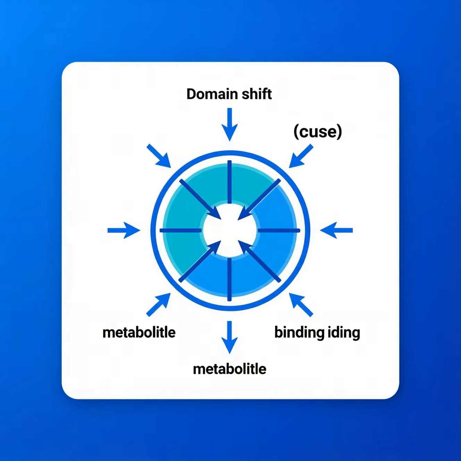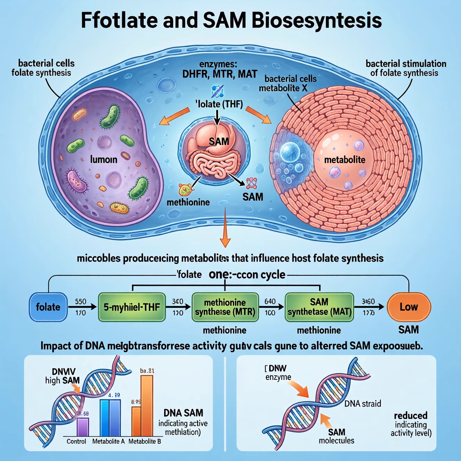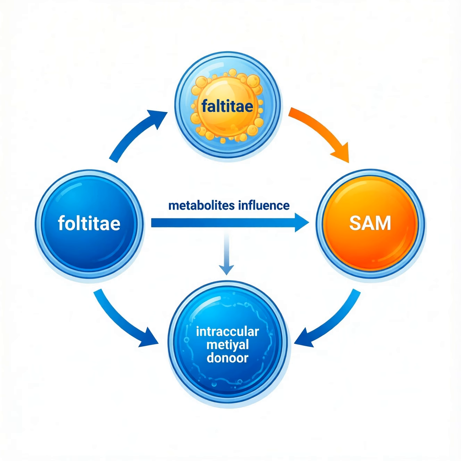Gut microbes produce short-chain fatty acids that can enter host cells. These metabolites activate peroxisome proliferator-activated receptors, which upregulate folate transporters. Enhanced folate uptake increases tetrahydrofolate pools used in 1-carbon transfers. Tetrahydrofolate donates methyl groups to homocysteine, forming S-adenosyl methionine, SAM. Higher SAM concentrations provide more substrate for DNA methyltransferases.